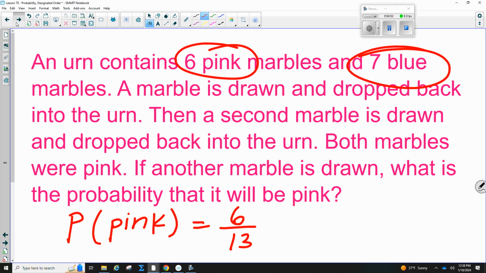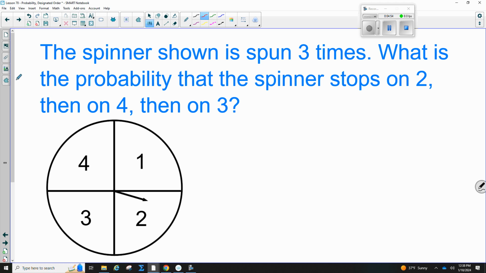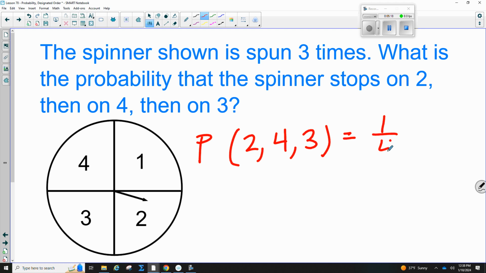Okay. The spinner shown is spun 3 times. What is the probability that the spinner stops on 2, then 3, then 4? So we're going to do the probability of getting a 2, comma, a 4, comma, a 3. The way that my spinner is divided up, what's the probability of getting a 2? 1/4. And then we're going to do times, what's the probability of getting a 4? Also 1/4, times, what's the probability of getting a 3? 1/4. Because I want to get those all in a row, we multiply them together.